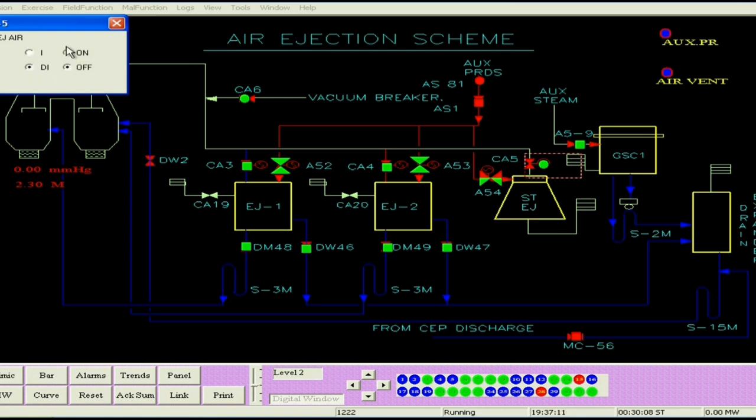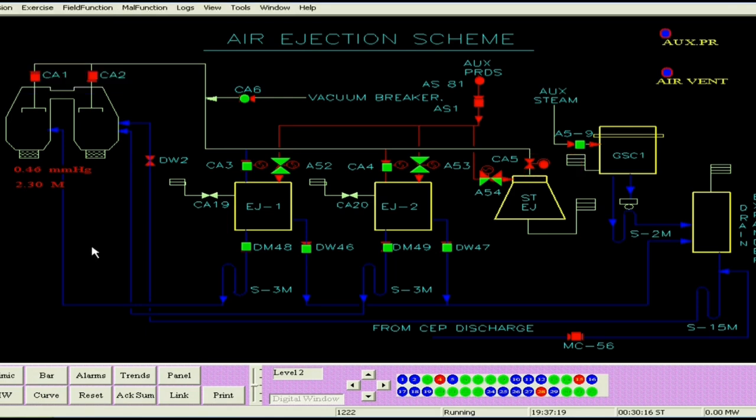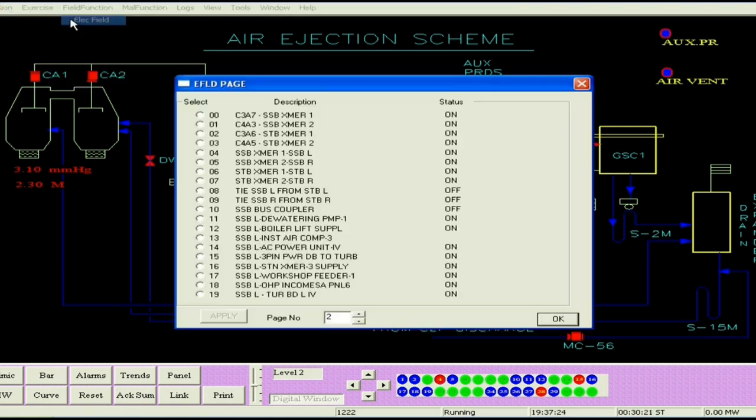So when you open the air valve, you will see that some vacuum will be there in the condenser. There you will be observing some vacuum in the condenser. So the vacuum is being pulled now. You can see that some vacuum is there in the condenser.